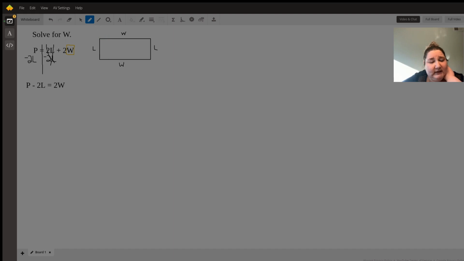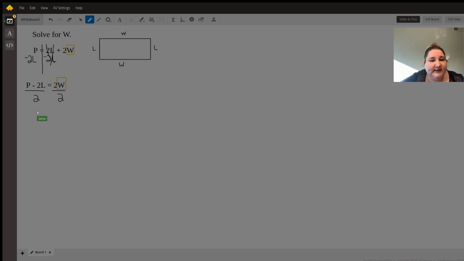Now, we still do not have our W totally alone. In order to get our W alone, think about what is happening to it right now. The 2 in front means multiplication. So think about what is the opposite of multiplication. Well, the opposite of multiplication is division. So we're going to divide both sides by 2.